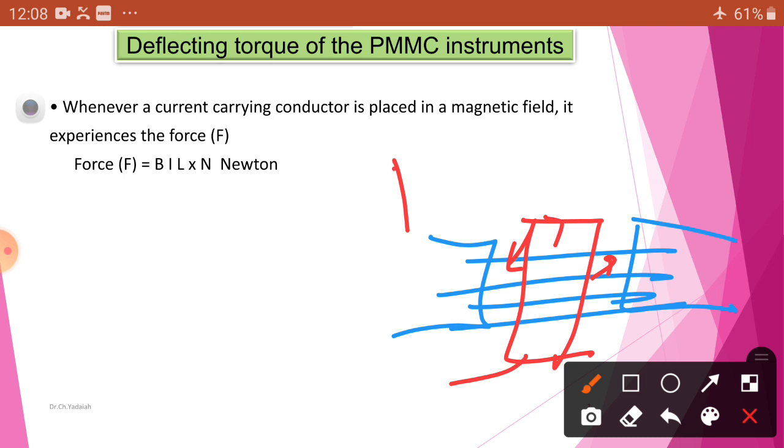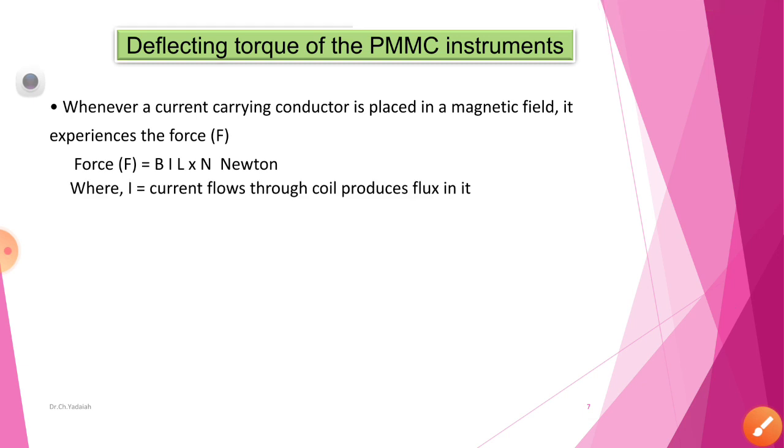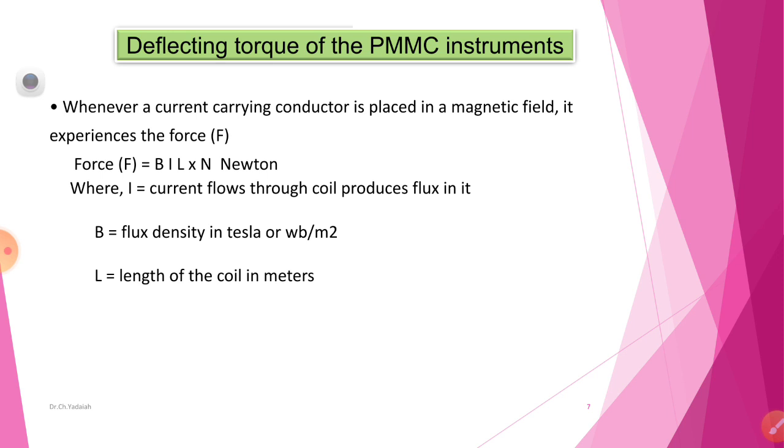That force is equal to a formula, what is the value? B, the flux density of this field, and I, the current passing through the coil, L, the length of the coil, and N, the number of turns of the coil. These are the terms. Now, you can see, I is the current flowing through the coil, producing flux, B is the flux density in Weber per square meter, L is the length of the coil in meters, and b is the breadth of the coil in meters. N is the number of turns.